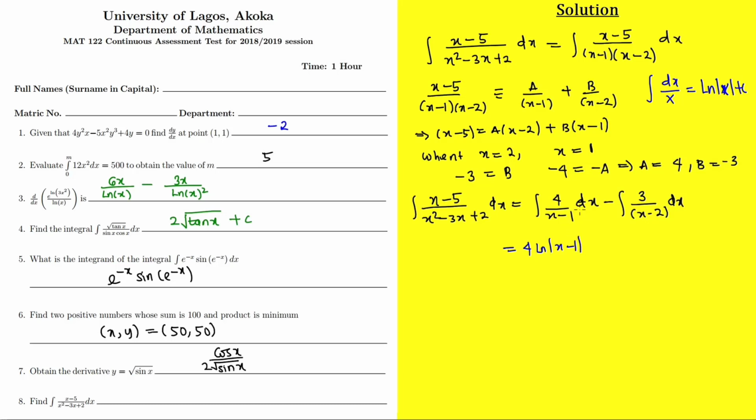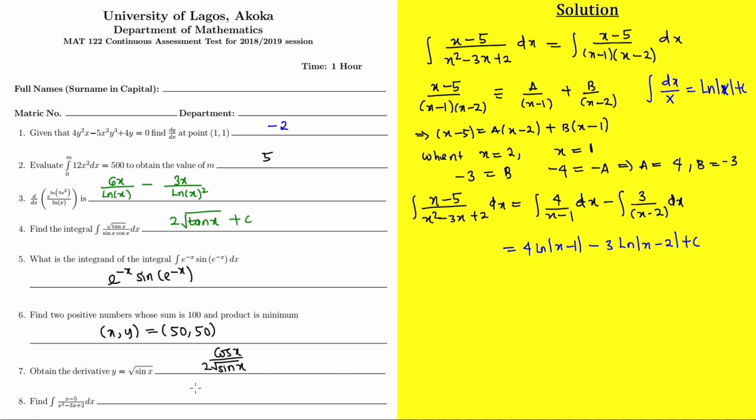Okay, since you know that if I differentiate x minus 1 with respect to x, I will still have 1. So that means I'm going to have this to be 4 ln (x minus 1), then minus 3 ln (x minus 2) plus c. Okay, don't forget that this is an indefinite integral, so I need to add my arbitrary constant to it.